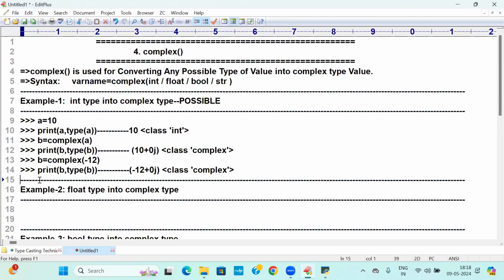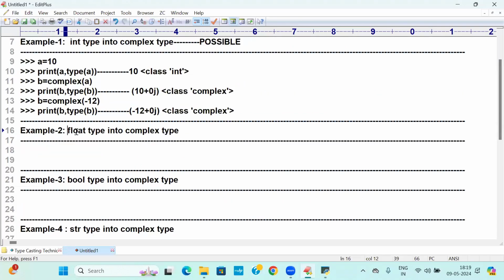This is related to what? Int type into complex type is possible. Int type into complex type is possible. Now I'm going to take float type into complex type. Just tell me, you apply your knowledge, possible or not possible? 100% possible. It is also possible.